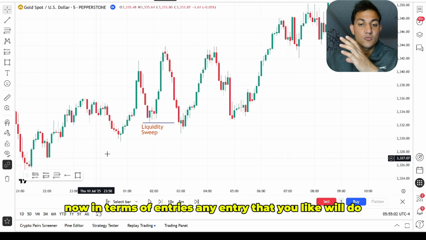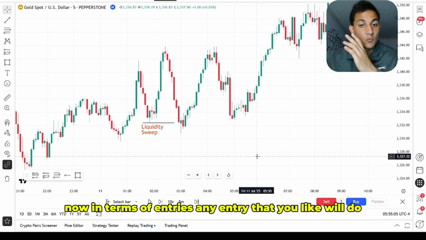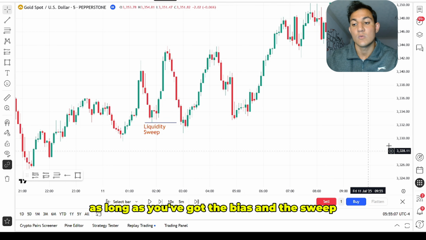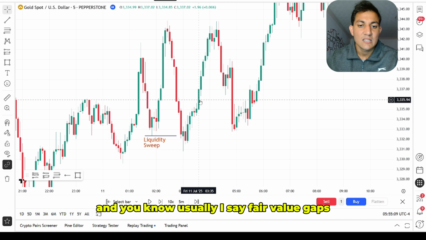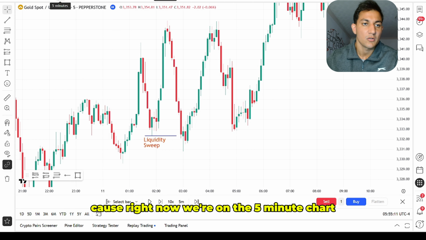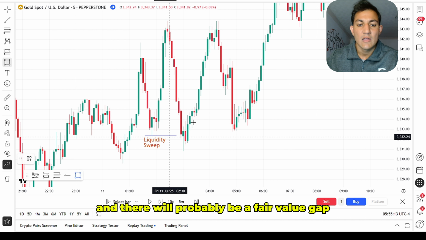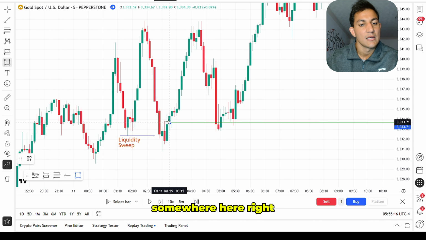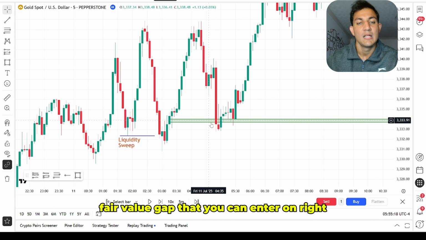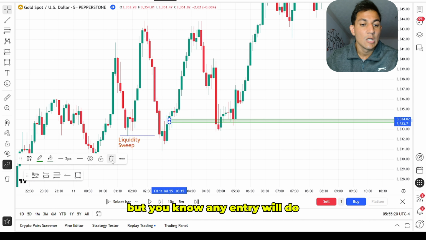Now, in terms of entries, any entry that you like will do as long as you've got the bias and the sweep. And usually I say fair value gaps. If you go onto the 1-minute chart, because right now we're on the 5-minute chart, there will probably be a fair value gap somewhere here, right? You can imagine a 1-minute fair value gap that you can enter on, right? But any entry will do.